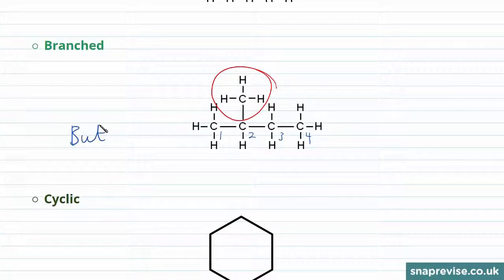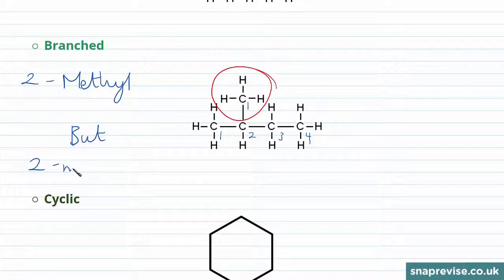Now we can see that on our second carbon we have this branch. The branch has only 1 carbon in. It is a methyl group. So the prefix is going to be methyl, and the locant of our prefix will be 2, as the methyl is on the second carbon. So we have 2-methylbutane.